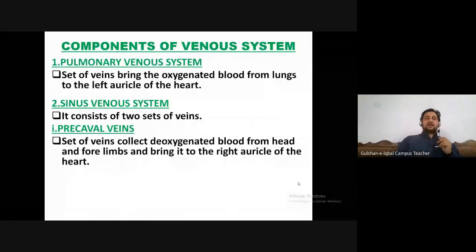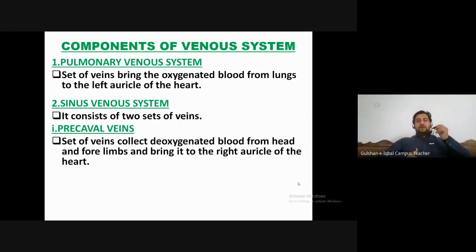Now what happens basically, pre means first, caval means cavity. Now this is the abdominal cavity. Before the abdominal cavity is the pre-caval region, and after the abdominal cavity is the post-caval region. So what is the pre-caval doing? The pre-caval veins are the set of veins that collect deoxygenated blood from the head region and from the forelimbs, and bring it back to the right auricle of the heart, because in the right auricle we are having deoxygenated blood, and in the left auricle we are having oxygenated blood.